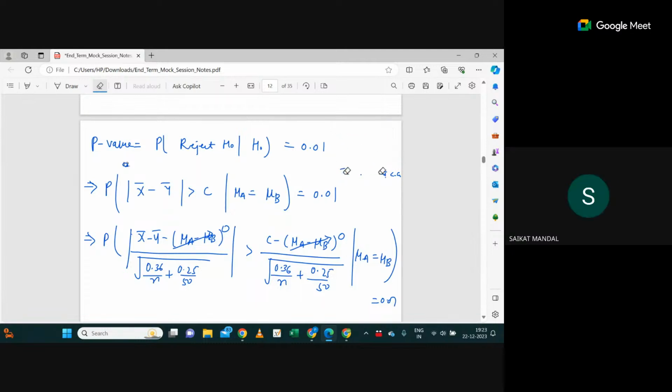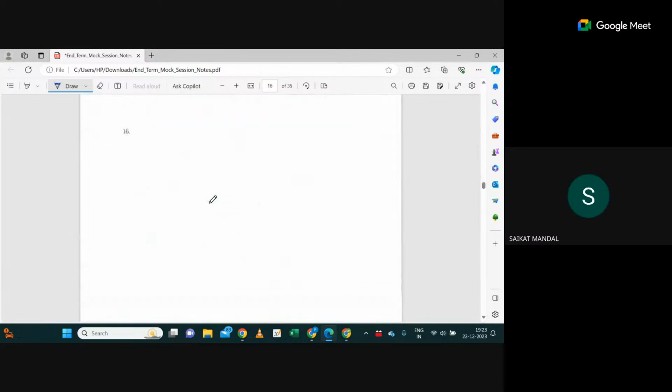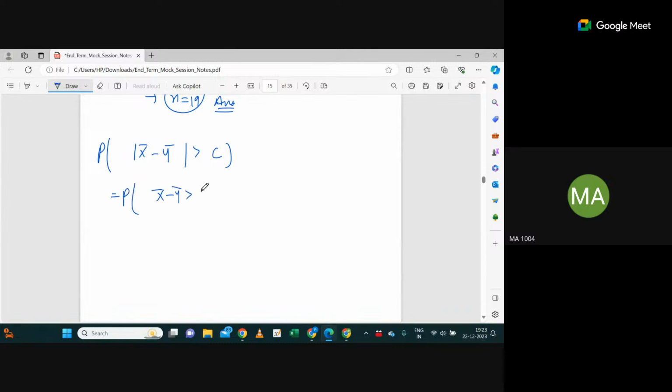Sir, what I was asking is, if you are getting any confusion here: modulus of x bar minus y bar, why am I writing mu a minus mu b inside the modulus? That is your query, right? Don't worry, I will clarify. Suppose, as an example, x bar minus y bar is minus 2. The same thing I can write as x bar minus y bar greater than c, or x bar minus y bar less than minus c. Yes or no?